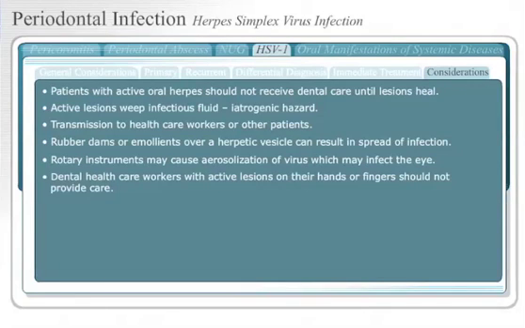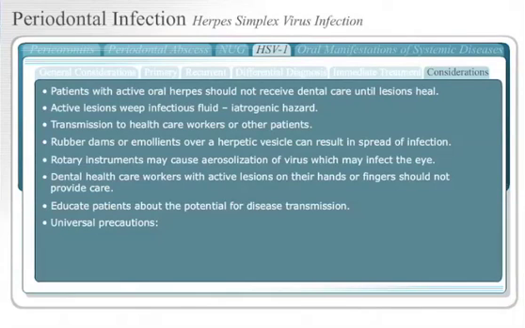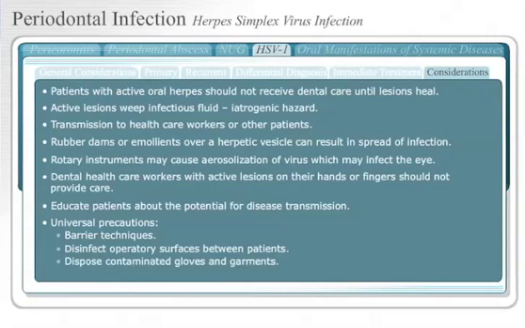Likewise, dental healthcare workers who have active lesions on their hands or fingers should not provide dental care because of risk of transmission and cutaneous spread. Patients should be educated about the potential for disease transmission to other anatomic sites and other individuals. Universal precautions should be implemented, which include the use of barrier techniques, disinfecting operatory surfaces between patients, disposing contaminated gloves and garments, and washing the hands after handling items that have been exposed to infectious aerosols.